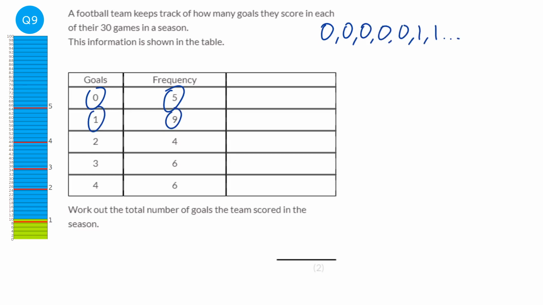Okay, so when we're looking to see the total number of goals scored in the season, we could write them out as a list and then add them up, but a quicker way of doing that is just multiplying the amount of goals by the frequency. So we've got 5 lots of 0 goals, which will just be 0, 9 lots of 1 goal, so that's just 9, 4 lots of 2 goals, so that's 8, 6 lots of 3 goals, that's 18, and then 6 lots of 4 goals, that's 24. So all we need to do now is add up the 0, 9, 8, 18 and 24, which brings us to 59. So there were 59 goals scored.